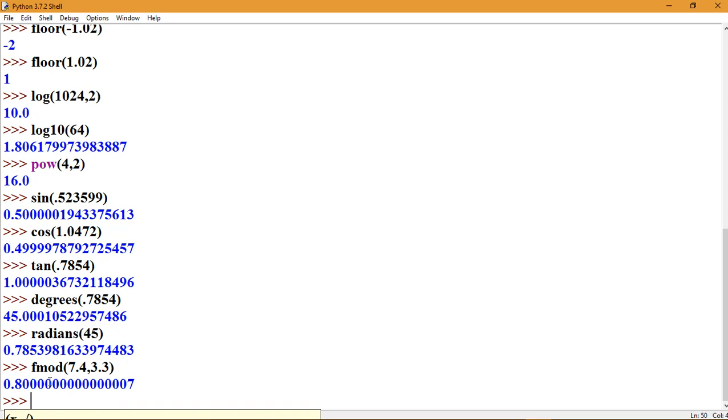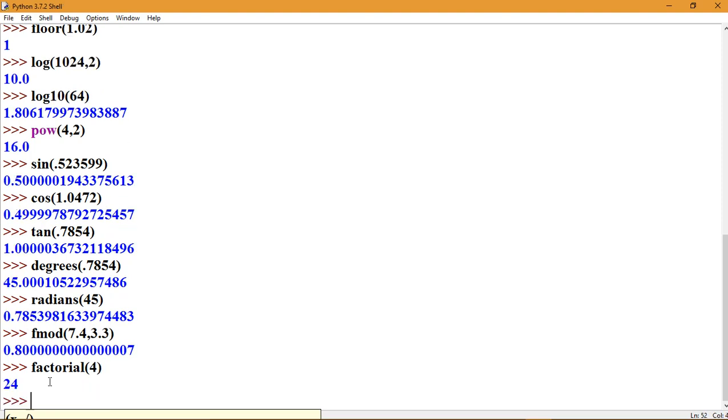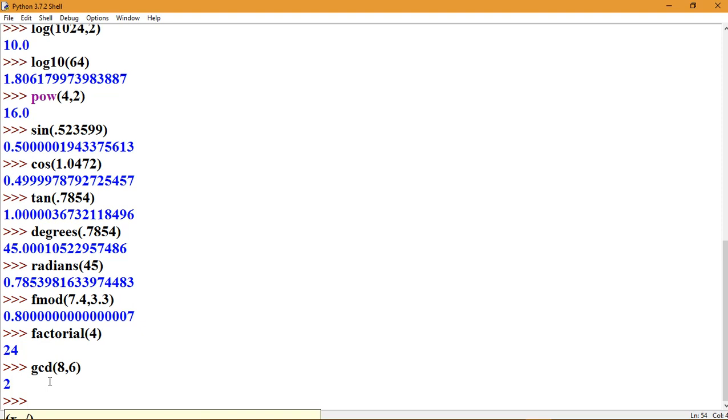Okay, next is your factorial function. For that we need to write factorial, and along with it in brackets you will write the number of which you want to calculate the factorial. So factorial of 4 is 24. Now if you want to calculate the HCF, here we have GCD. The other name for HCF is GCD. So you need to pass two values like 8 and 6, the greatest common divisor. After pressing enter you will get 2.